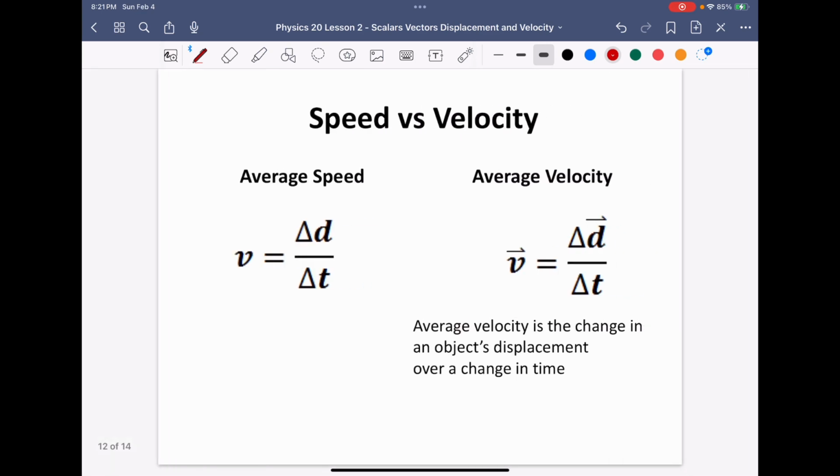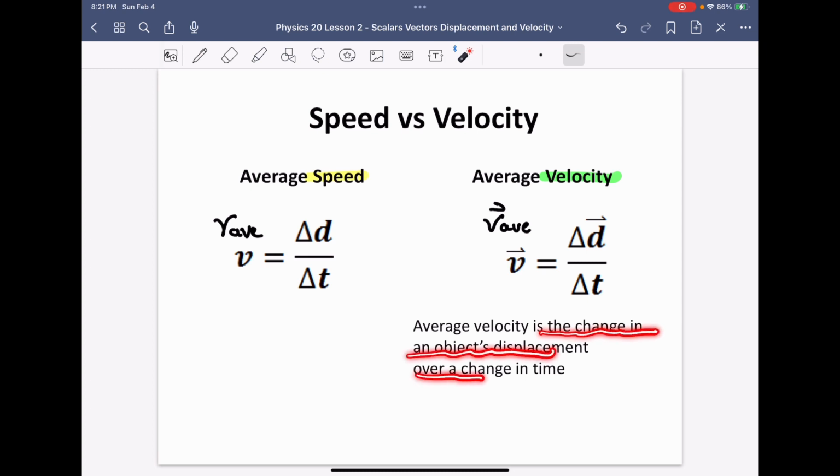All right, now here's our two formulas side by side. On your formula sheet, you'll notice the difference between v average and v average with a vector symbol above it. The one thing I want you to notice right away is that when we're talking about speed, it doesn't include the vector symbol. When we're talking about velocity, it includes the vector symbol, and that's a really important piece here. Specifically, velocity is the change in an object's displacement over a change in time.